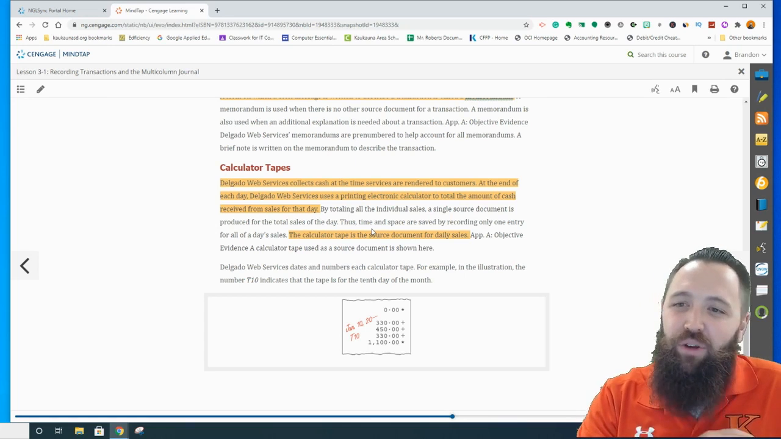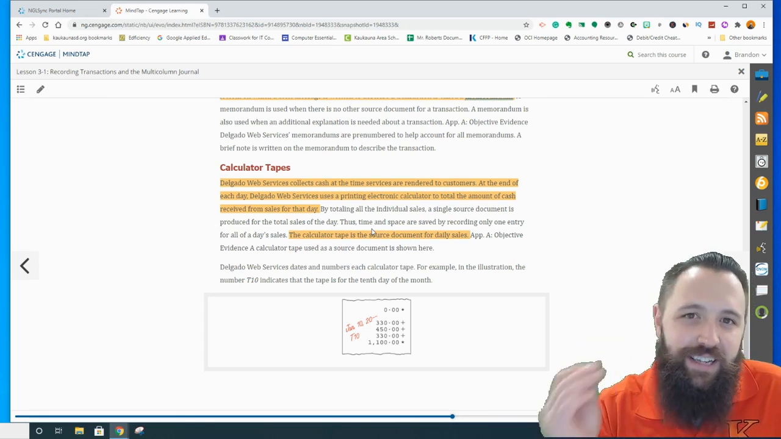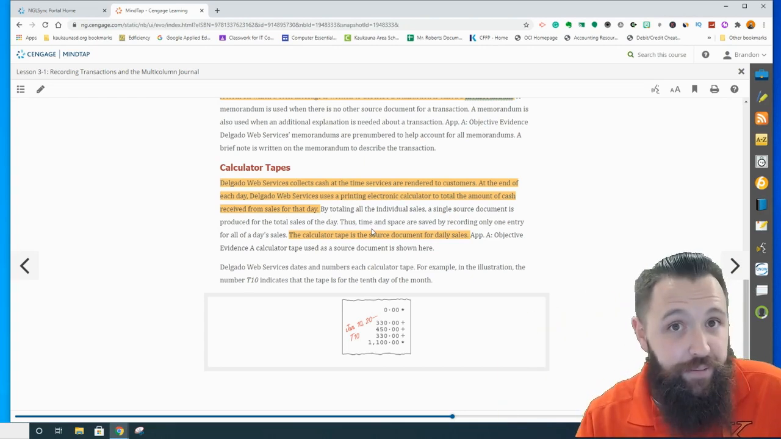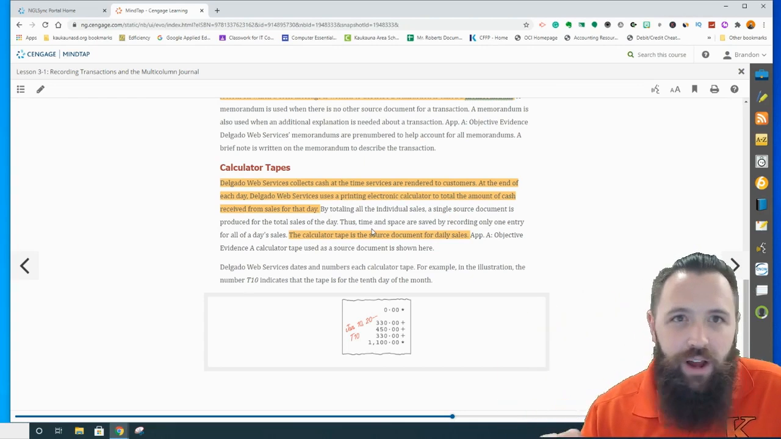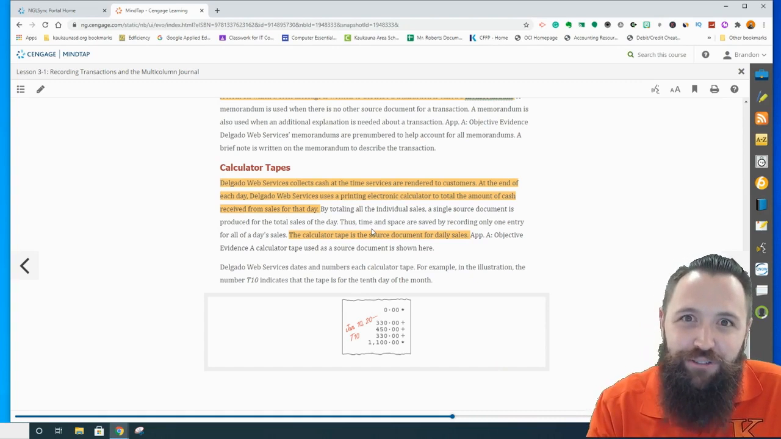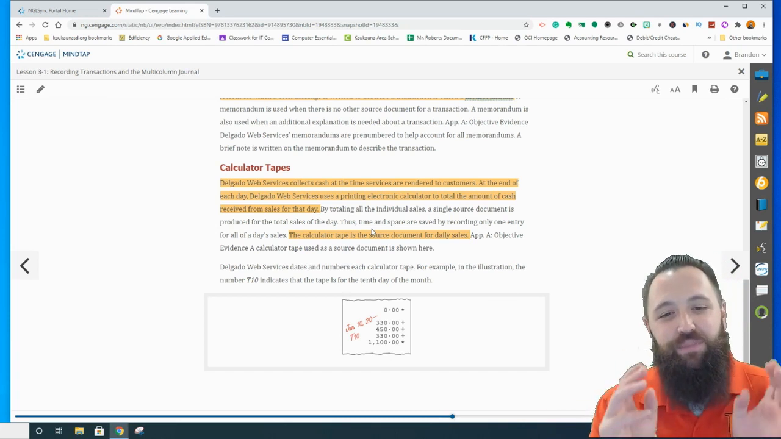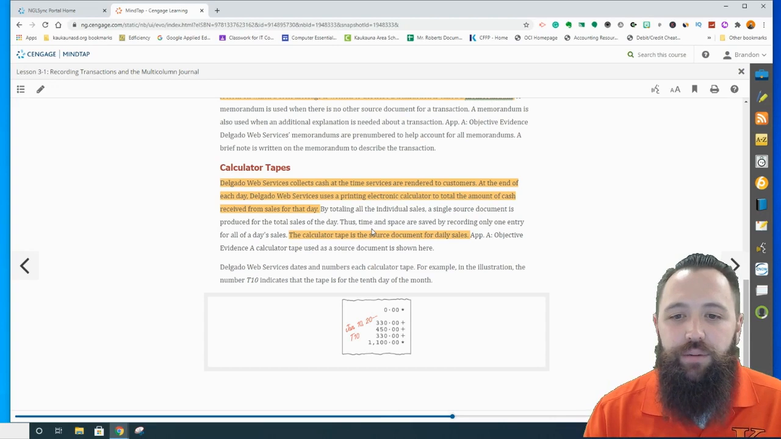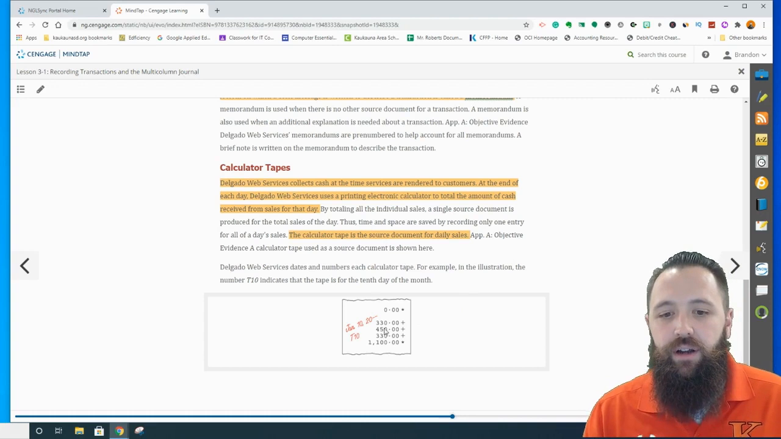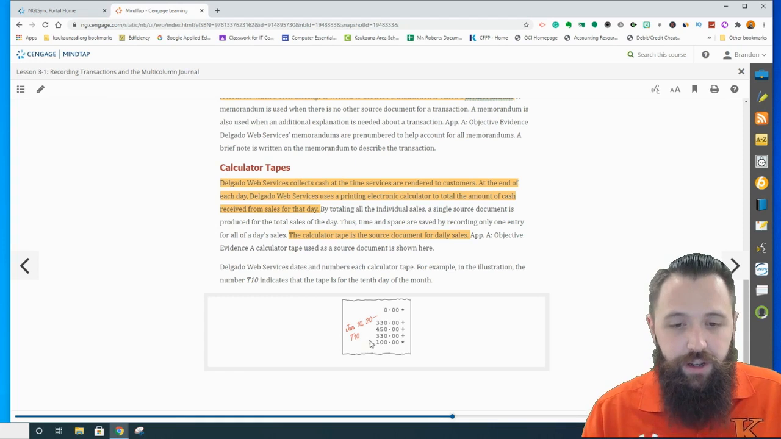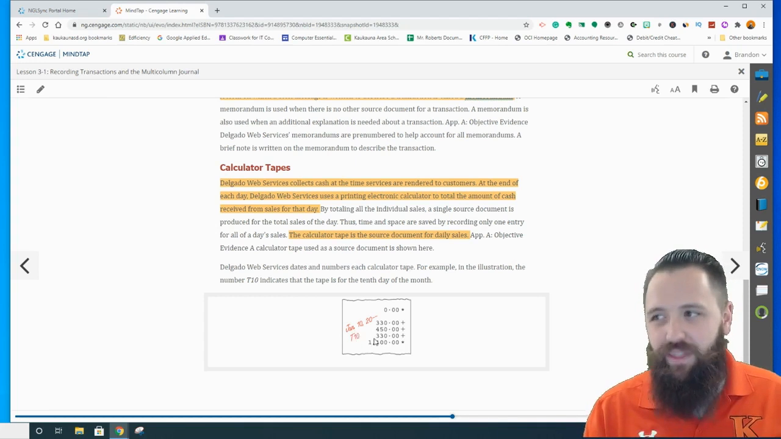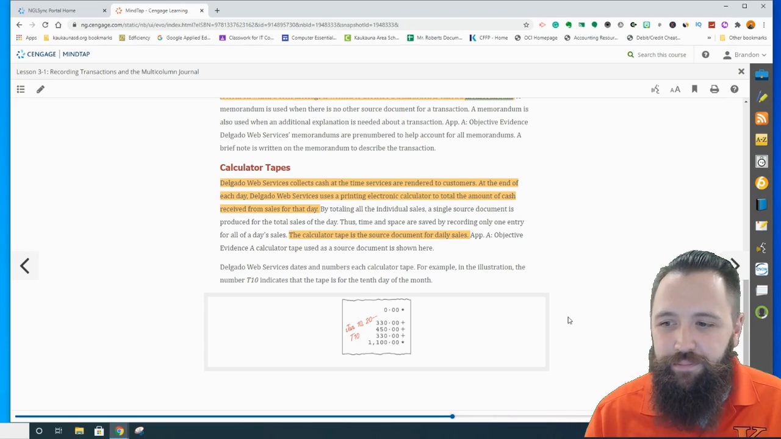At the end of the day, we look at the entire calculator tape and we can see the sales for the entire day. This is really important because if we have a register in store, we're not going to record every single sale separately in our journal. We're going to have sales for a specific date. And this calculator tape is a source document that's going to look at daily sales. So you can see here, maybe we had 4 different sales in the day, totaling $1,100. And this is for January 10th. Just kind of consolidates everything down.